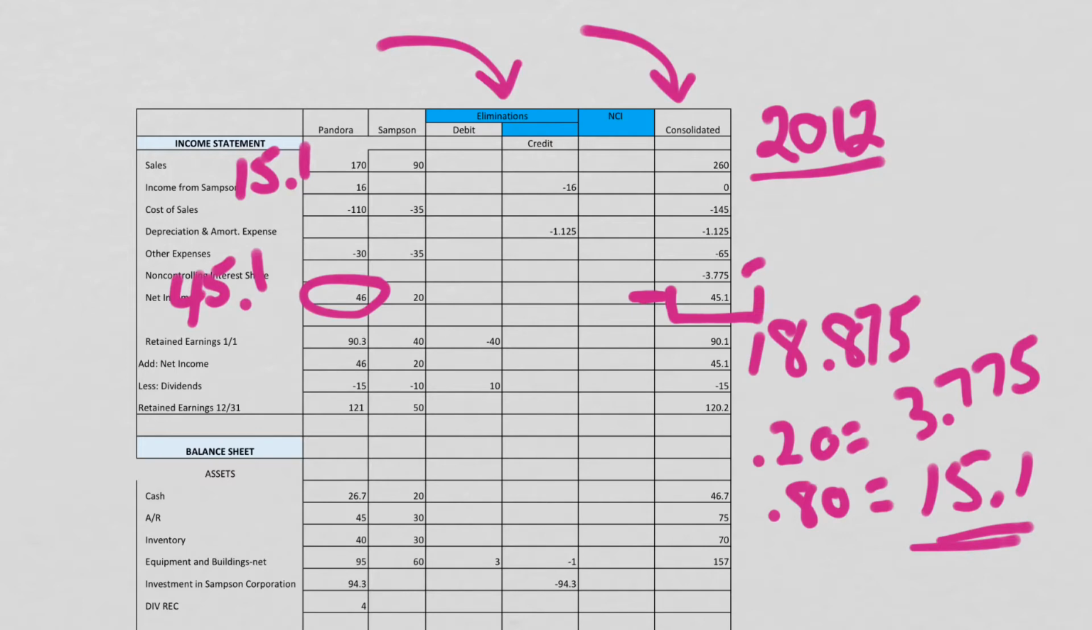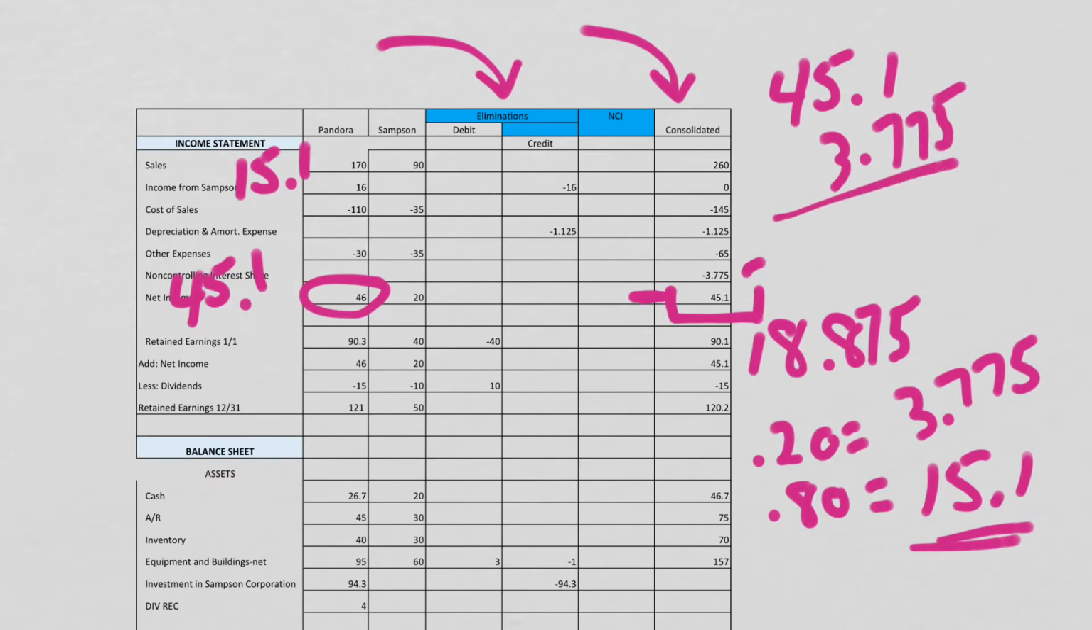The total consolidated income, let's make some room. There we go. The total consolidated income would be the 45.1, which is the parent's portion, and the 3.775. And you could do the math over in this column to prove it if you wanted to. And let me see if it does.